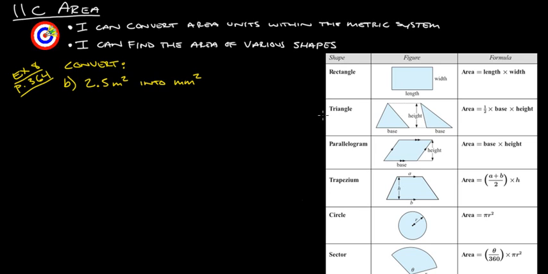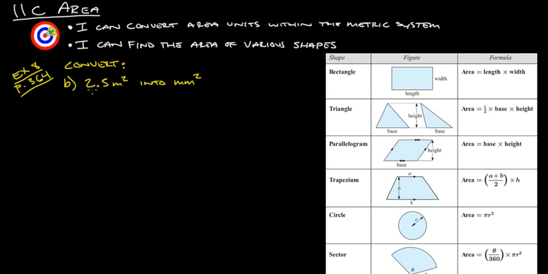I'm going to take you through the 11C notes on area. At the end of this, you should be able to say that I can convert area units within the metric system, and also I can find the area of various shapes. First, let's look at example 8 from page 364, which has us converting 2.5 meters squared into millimeters squared.